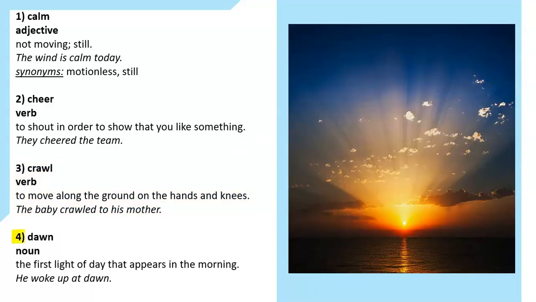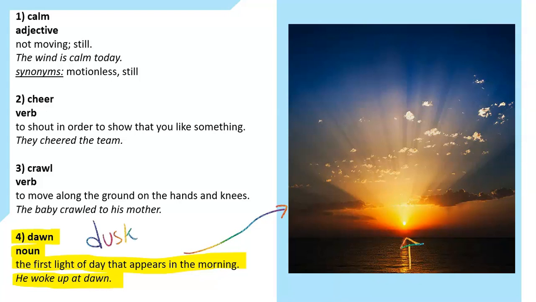Our next word is dawn. Dawn is a noun and it is the first light of day that appears in the morning. For example, he woke up at dawn. Dawn is the time of the morning when the sun is coming up, and this time changes throughout the year. And the opposite of dawn is dusk. So dawn is when the sun is coming up, and dusk is when the sun is going down.